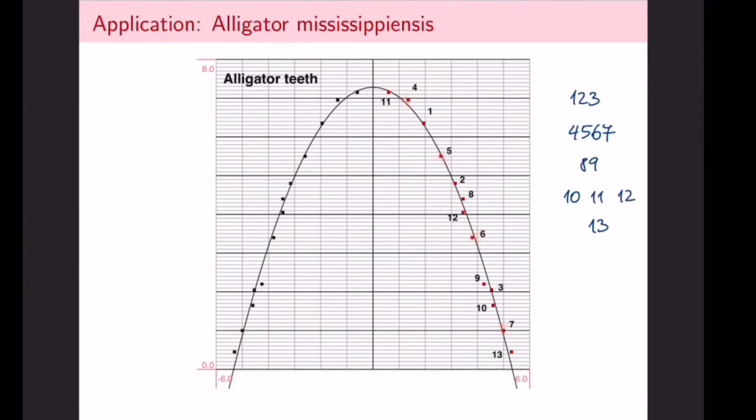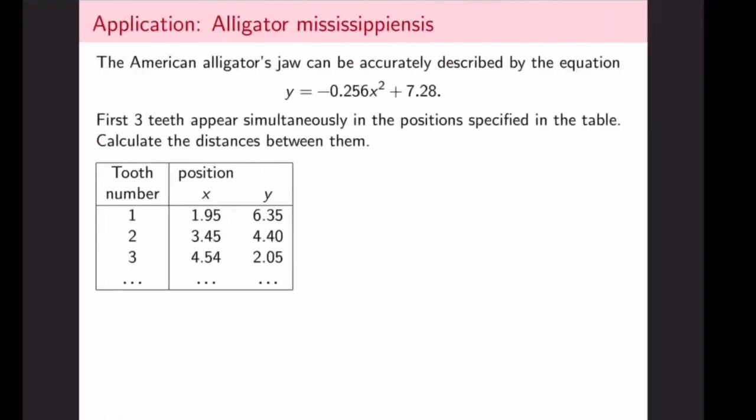And this is what we can actually do. We can figure out, well, visually it looks like the teeth are well spread out. Are they really? So we can model this parabola with a very simple equation, actually. This is one that's presently on the picture. And as I said, the first 3 teeth appear more or less simultaneously. These are their positions in terms of x and in terms of y.